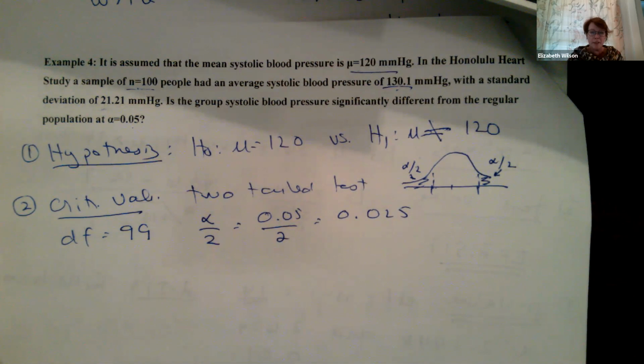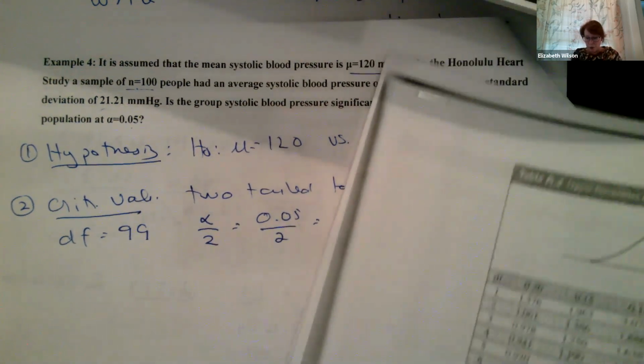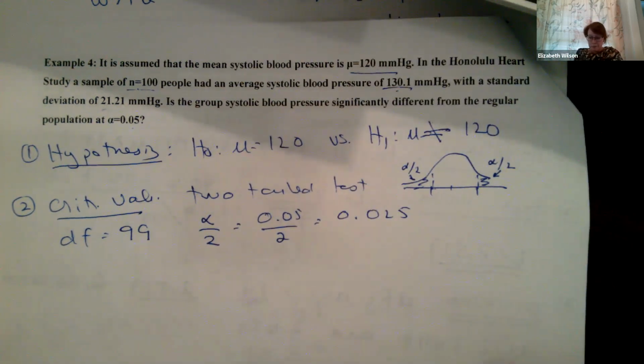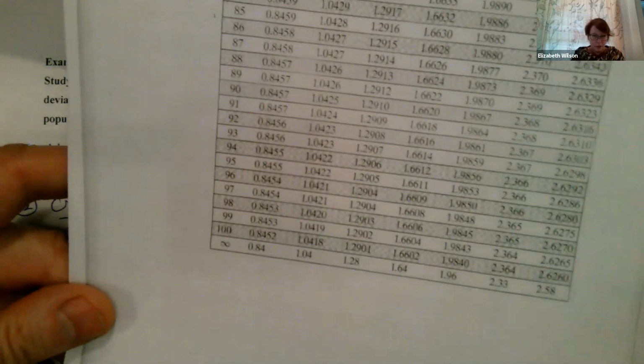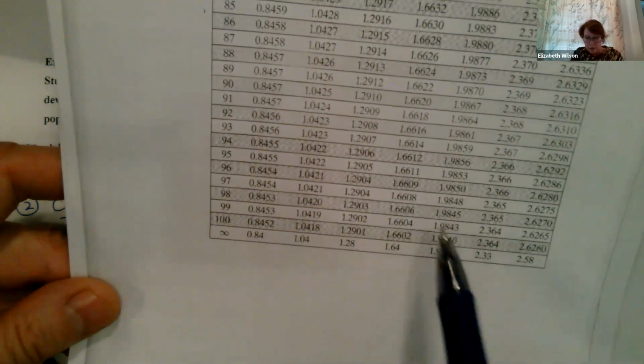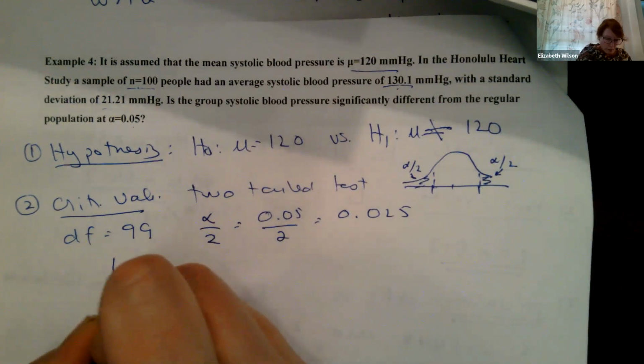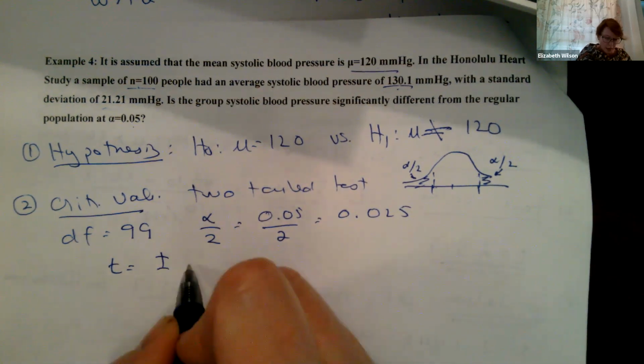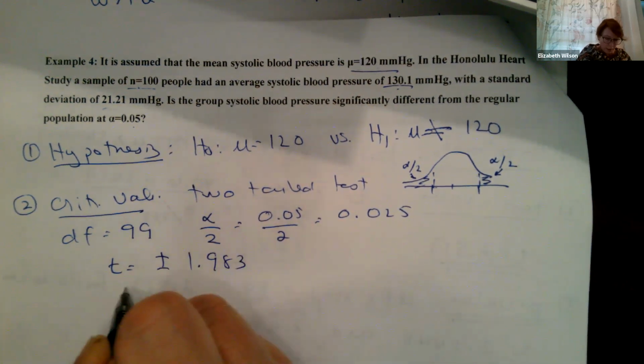My degree of freedom is 99, and I have to look that up on my table. I'm getting into a lot of large numbers. I'm approaching my z-curve anyway. But I'm right here: my degree of freedom is 99, my alpha is equal to 0.025, and we're right around here. So my t-value is going to be both positive and negative, 1.983.